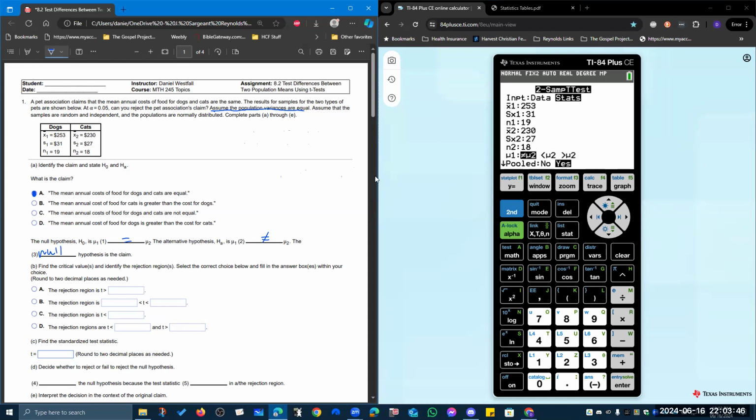The rejection region is going to be here, and I'm going to need to look for the degrees of freedom. Let me just show you. This is going to calculate degrees of freedom for us. DF is going to be 35. I agree with that because 19 plus 18 is 37, minus 2 is 35.